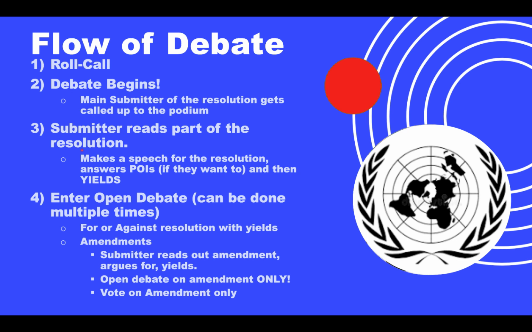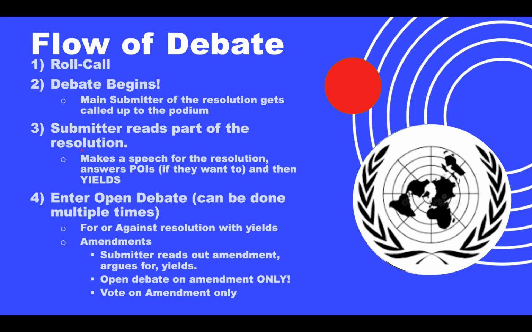So after they've made their speech and after they've answered their POIs, they can then yield to another person. So this is basically decided before they get up and start speaking. And this yield speech basically will be in support of the resolution. So a yield speech is like, if I'm finished speaking, I'll yield to the delegate of Algeria if I want, and they'll get up and basically support what I say.